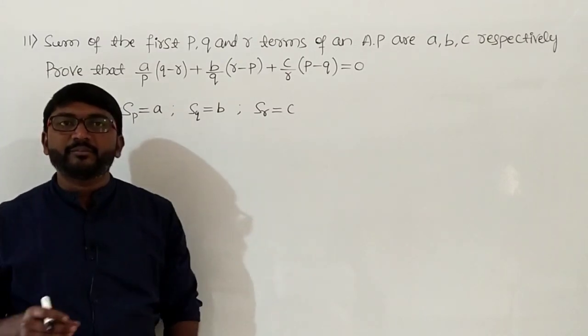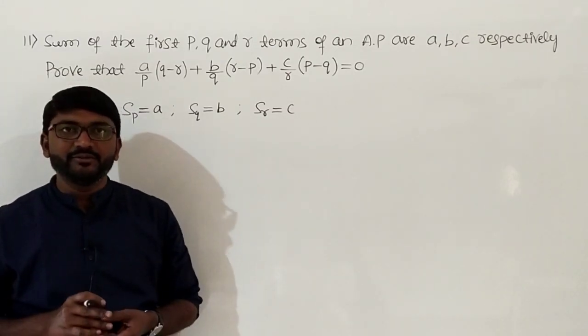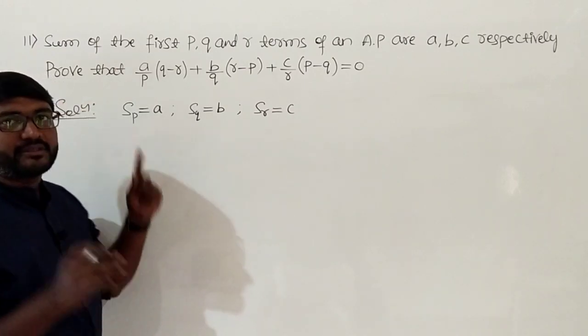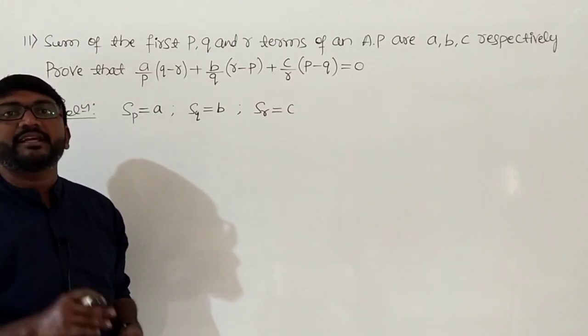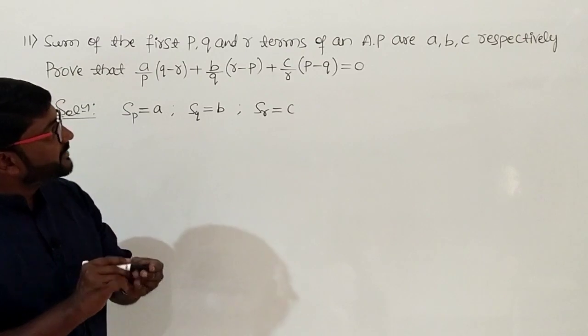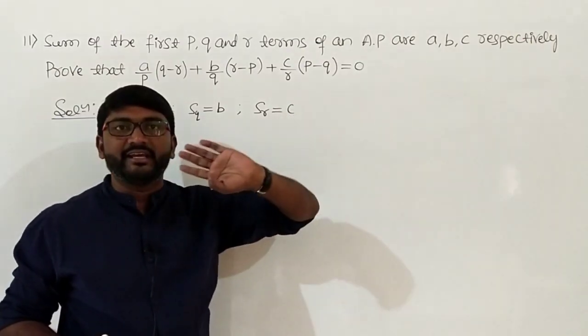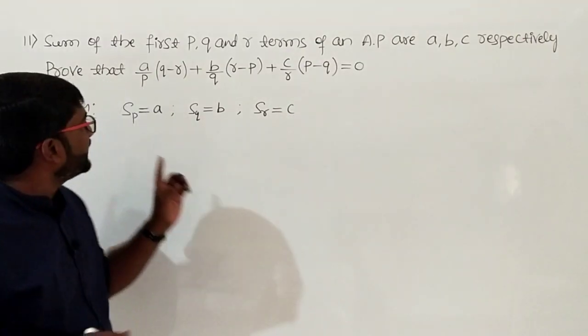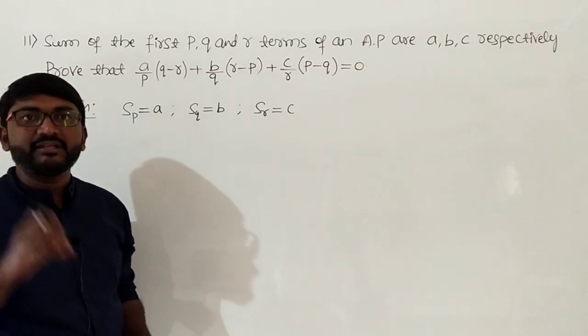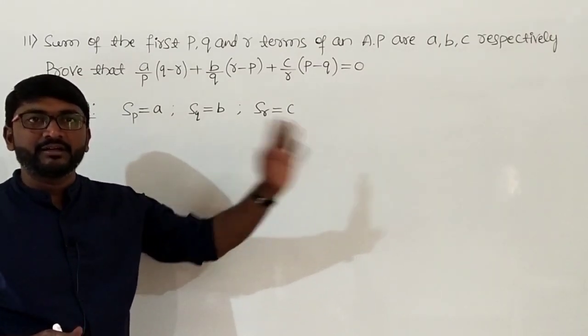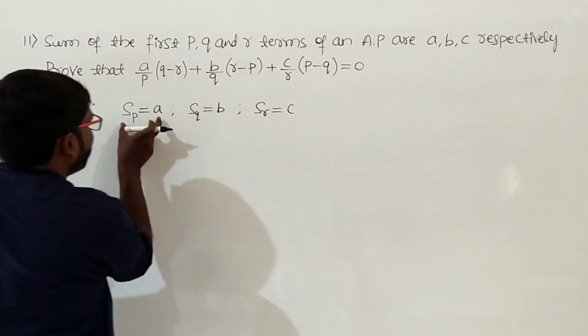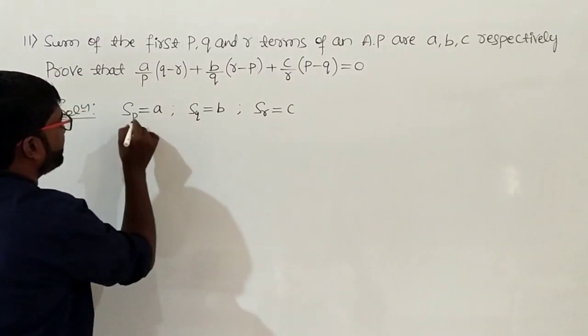So what is Sp? Sn is nothing but n by 2 into 2a plus n minus 1 into d. Here it is Sp, that is p by 2 into 2a plus p minus 1 into d. In the question he has already used small a. So in order to distinguish, here I am going to take the first term as capital A and the common difference as capital D.